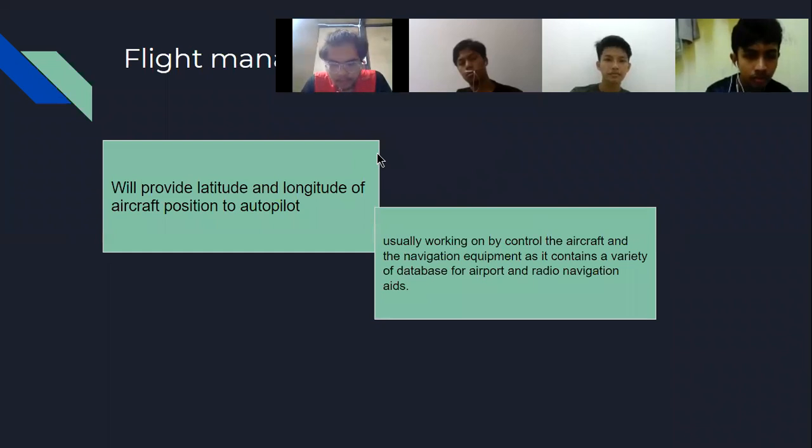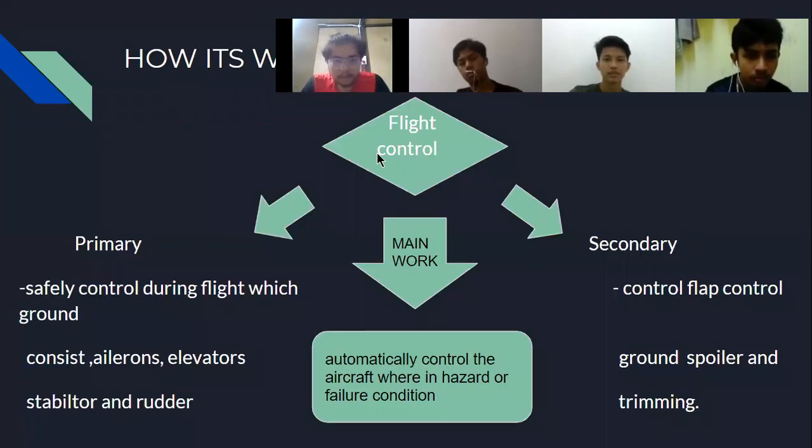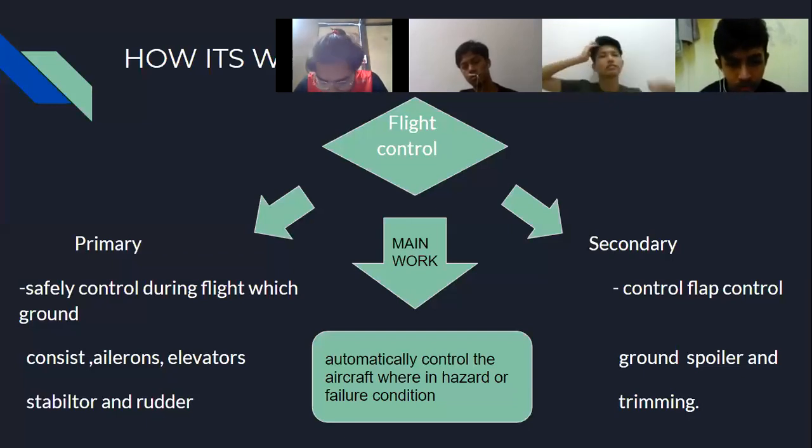I will explain about the working principle. As Azrael said earlier, the flight controls are divided into two, which is primary and secondary. The main work of this flight control is that it automatically controls the aircraft in hazard or failure condition. So when something happens and the pilot cannot control the aircraft, the flight control will undertake it.